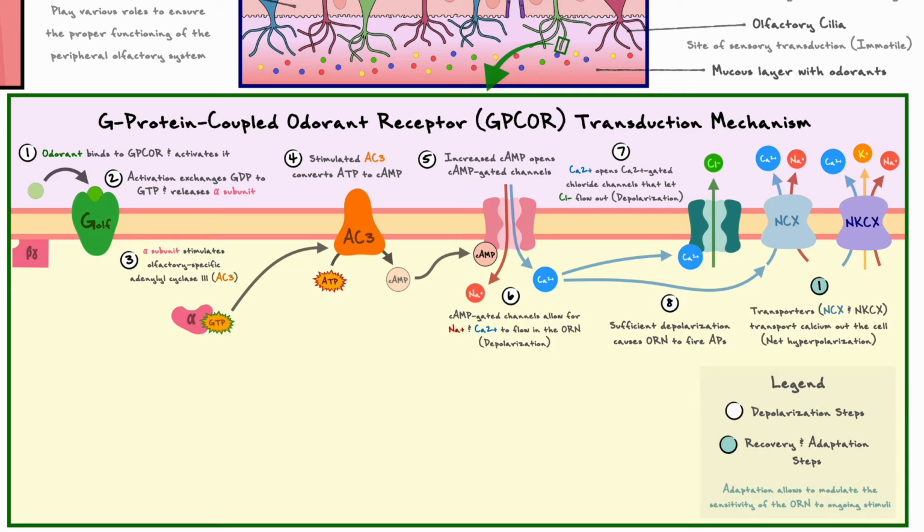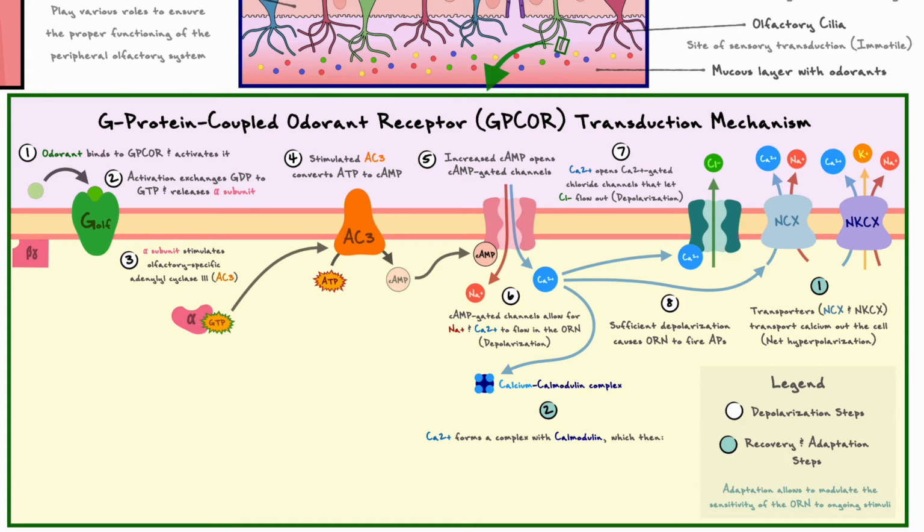Now, the reason why the removal of calcium is so important is because in addition to opening chloride channels, calcium is the catalyst to a bunch of different molecular pathways that play a role in recovery and adaptation. To do so, calcium can form a complex with calmodulin.